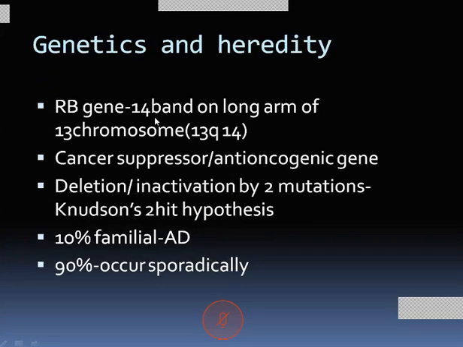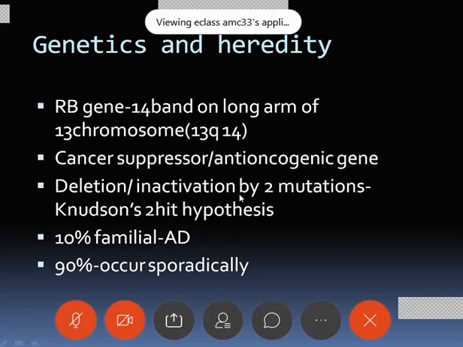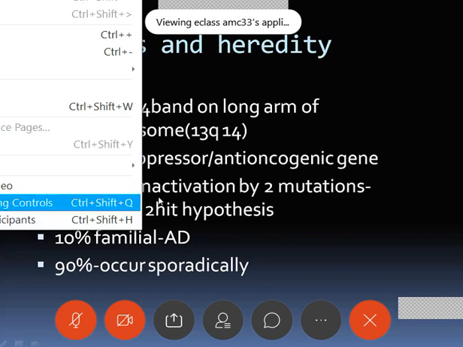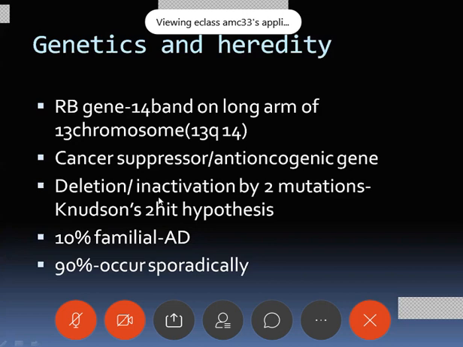Retinoblastoma occurs when there is deletion or inactivation by two mutations. That is known as Knudson's two-hit hypothesis.